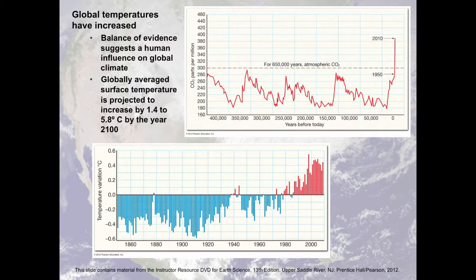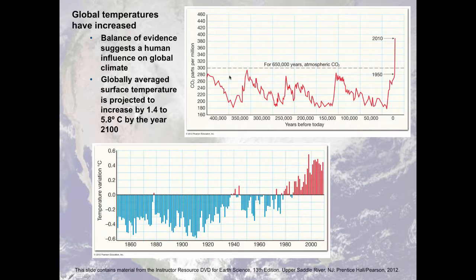Global temperatures have increased over the last 150, 200 years. That's known based on actual people monitoring and recording the actual temperature at different places around the Earth. The balance of evidence, the vast majority of evidence, suggests that humans have had a profound impact on the amount of carbon dioxide in the atmosphere.